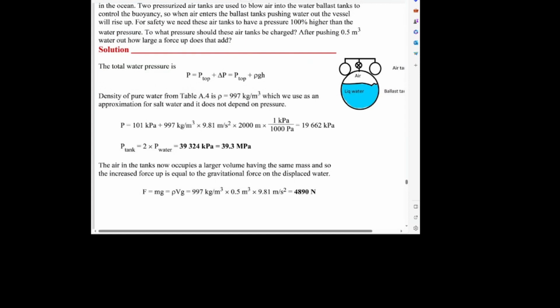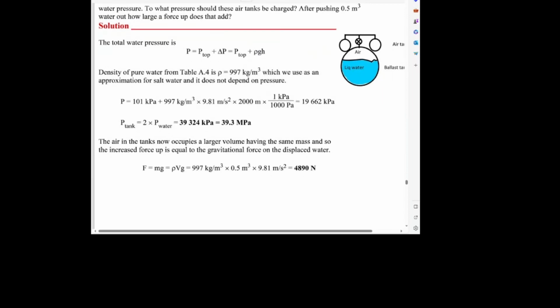Okay. Now to determine the actual force acting up, in this case, you can think about it as the mass that was removed from the tank. Okay. And in this case, it's just going to be the density times whatever volume times the gravitational acceleration. Okay, gives us that result. So here is the force, since that's the change from our equilibrium condition of what was actually pushed out, 4,890 newtons. Okay, so that's pretty much it for that problem.